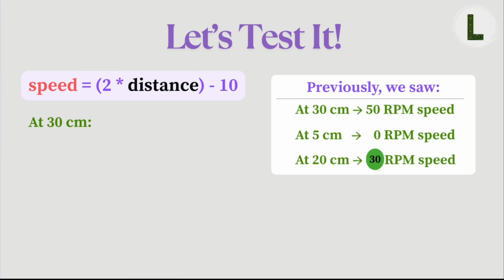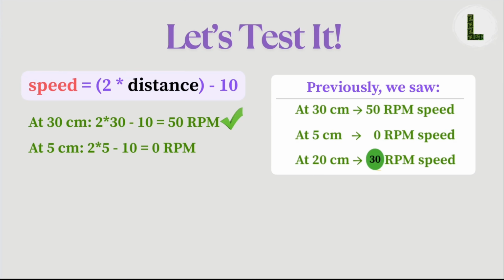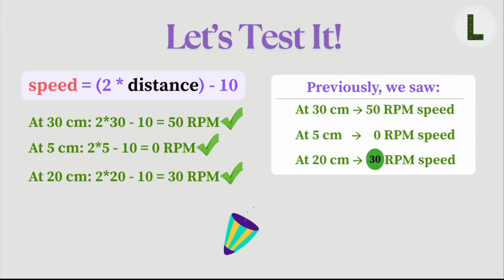First, at 30 centimeters, our speed is 2 times the distance, which is 30 centimeters, minus 10. So that is 50 RPM, and that matches what we previously saw. Next, at 5 centimeters, our speed will be 2 times 5 minus 10, which is 0 RPM, and that also matches. Finally, at 20 centimeters, our speed is 2 times 20 minus 10, which equals 30 RPM, and once again we have a match. Great!